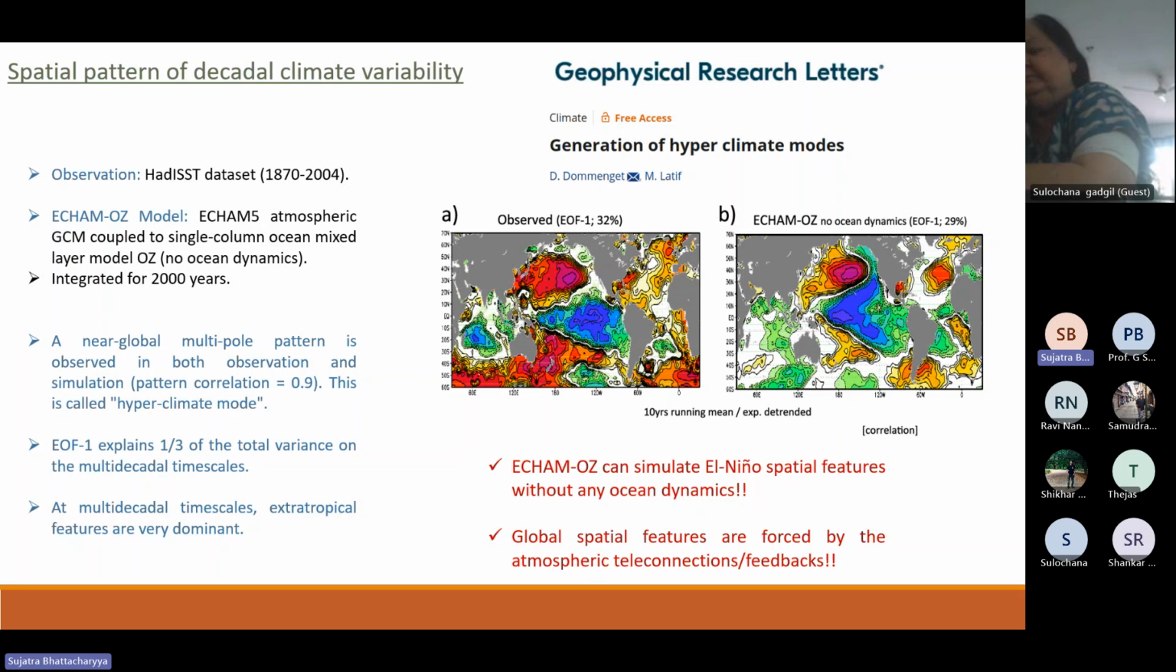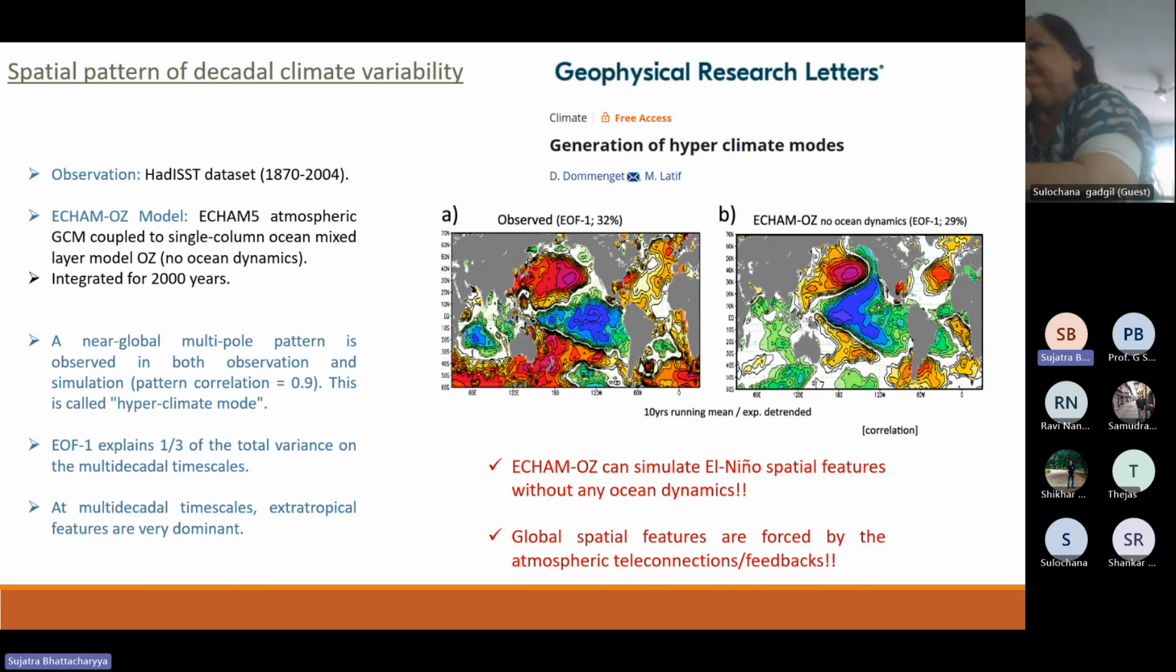So what they did is that they integrated this ECAM model for 2000 years, and similarly they analyzed the output. And they did the EOF analysis of the global SST. And what they found is a very remarkably similar pattern. So this pattern is not only in observation, but it's also coming out in ECAM model simulations. The pattern correlation is very high, 0.9. So this kind of spatial pattern is what they call the hyperclimate mode.